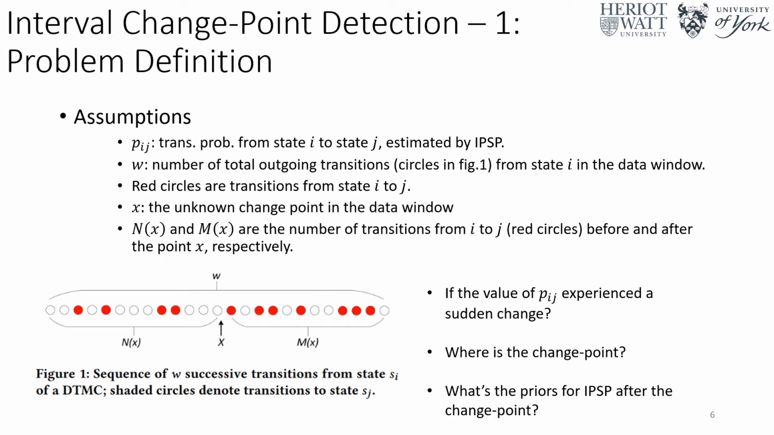Also, for a given x, we can know the number of red circles before and after the index x, denoted by N_x and M_x respectively. And now, given a data stream like this, we ask three questions. First, if the value of Pij experienced a sudden change. If yes, where is the change point? That is the estimation of the variable x. And finally, because we want to use IPSP to get bounded estimates, we need to ask what are the new priors used for the IPSP after the change point.